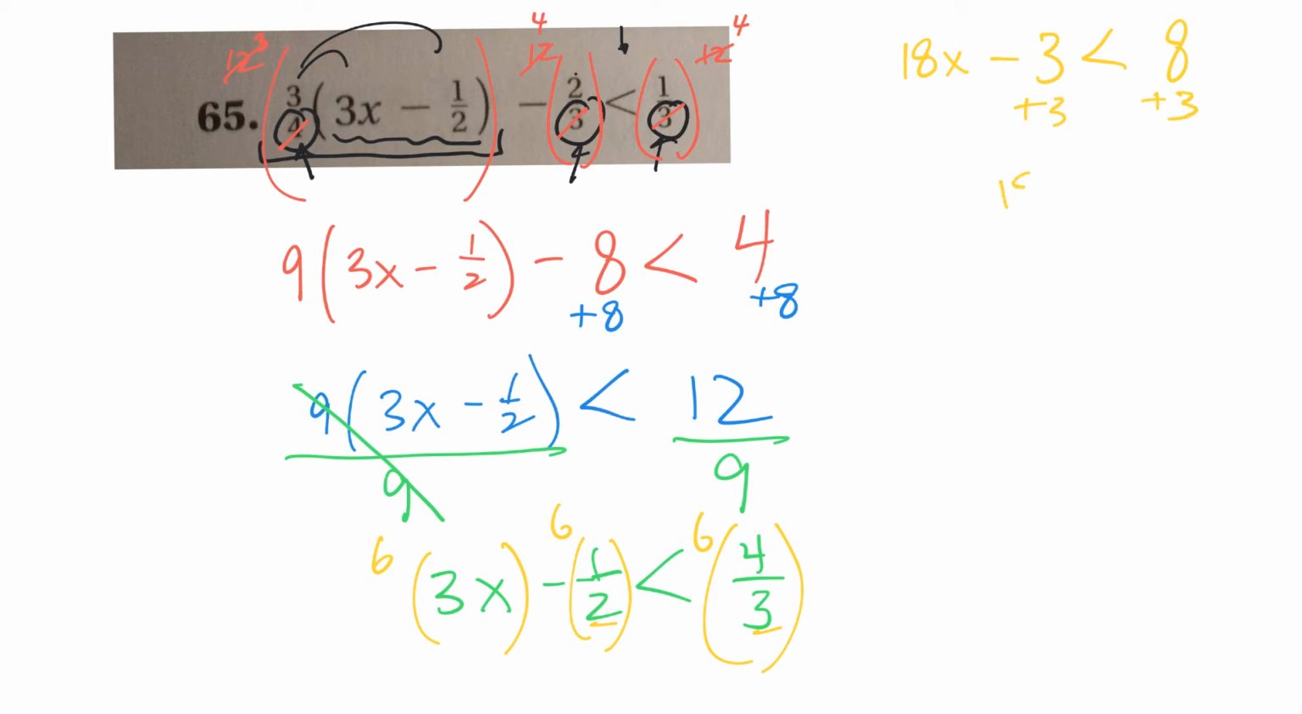So I have 18x is less than 11. Divide both sides by 18. Okay, so that's how you could solve that one.